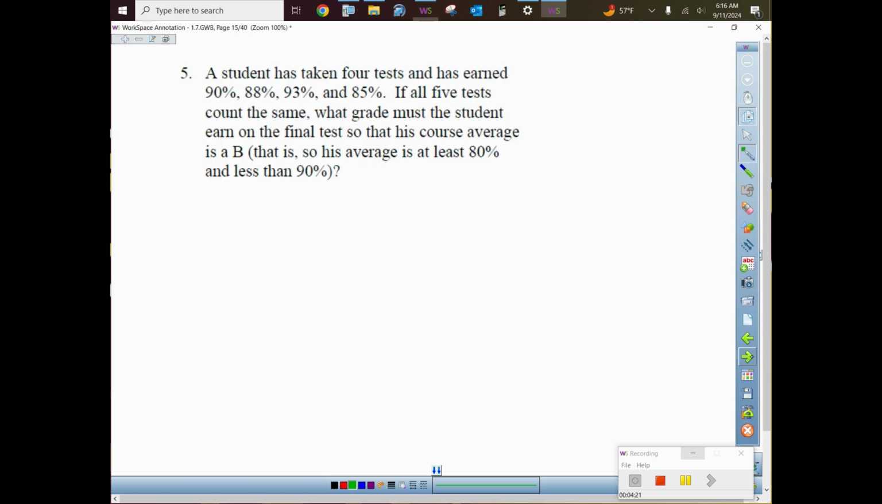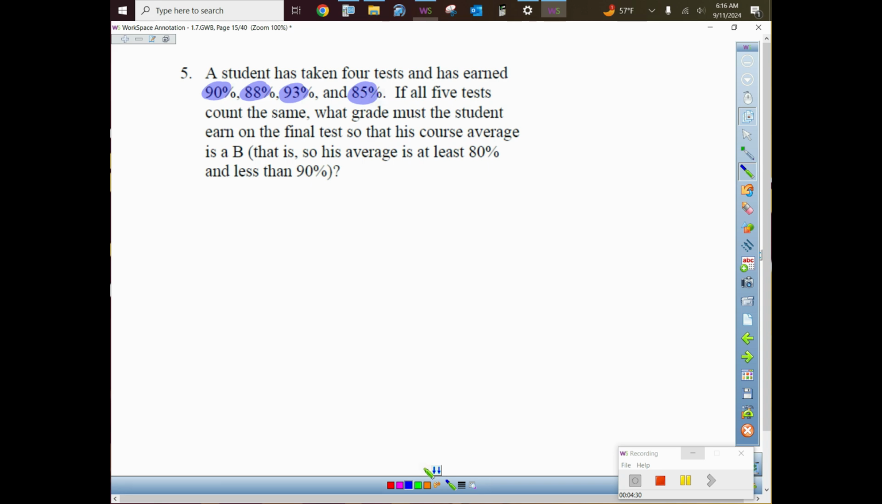And on this next one, here's a good one. A student's taken 4 tests and has earned these grades. Check it out. They got a 90, an 88, 93, and 85. And in class we talked about, hey, that kid's doing pretty good in class. Those are pretty decent test scores, right?